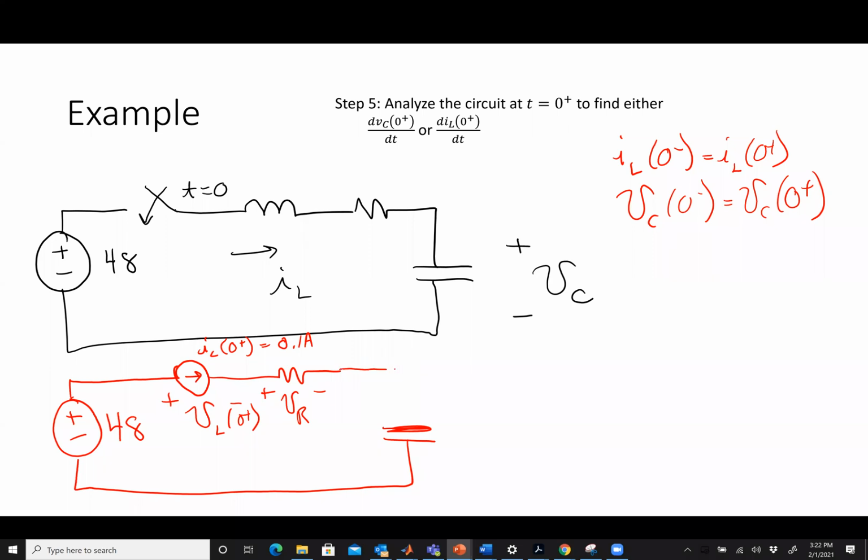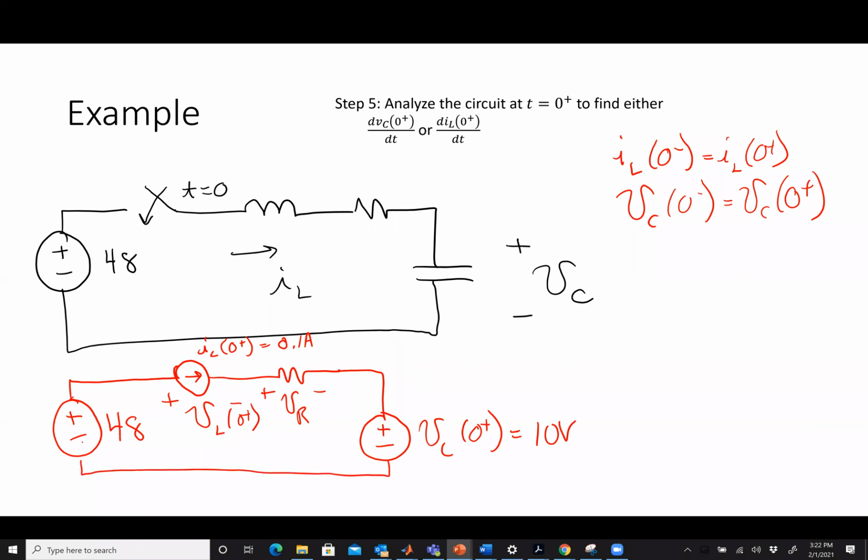Okay. And what do I do with the capacitor here? Voltage source. And its value is going to be V sub C of 0 plus, or 10 volts. So it's like that guy is acting like a voltage source. Okay. All right. So now what I want to get to is I want to figure out these derivatives.